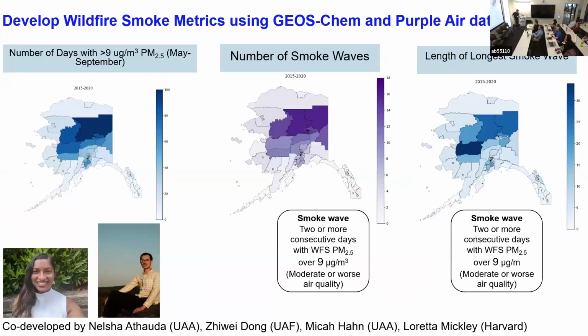Also I want to emphasize, in recent years my group has been collaborating with Michael Han at UAA, University of Alaska Anchorage. We're trying to develop some wildfire smoke metrics. We look at the number of days with a lot of fire smoke, the number of smoke waves, there's a definition of what a smoke wave is, and the length of the longest smoke wave. Using that information, we can see most places in Alaska that are suffering mostly from wildfire are tribal communities. If you look at the middle plot, the number of smoke waves is highest in the Yukon Flats area. That's where most tribal communities live right now. With all this information, we can really address some environmental justice problems there.